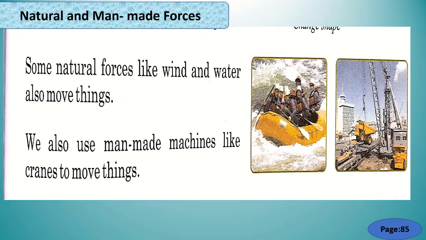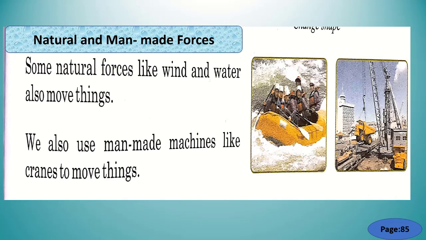Now we will read about some natural and man-made forces. So students, some natural forces like wind and water also move things. कुदरती force जैसे wind और water के through जब चीजें move होती हैं, they are called natural forces. We also use man-made machines like cranes to move things. जब चीजों को move करने के लिए हम machines का इस्तेमाल करते हैं तो these are called man-made forces.